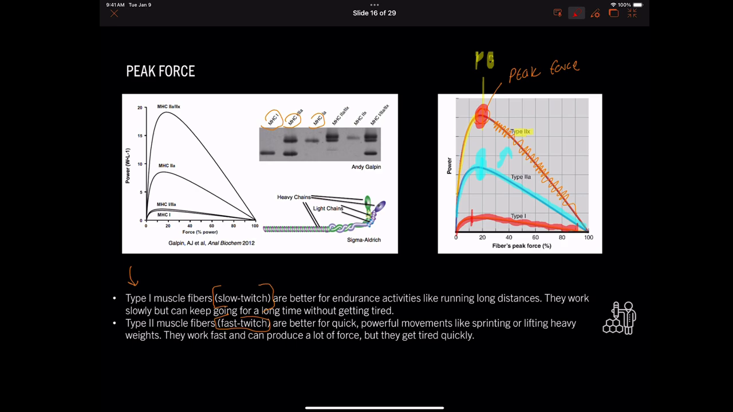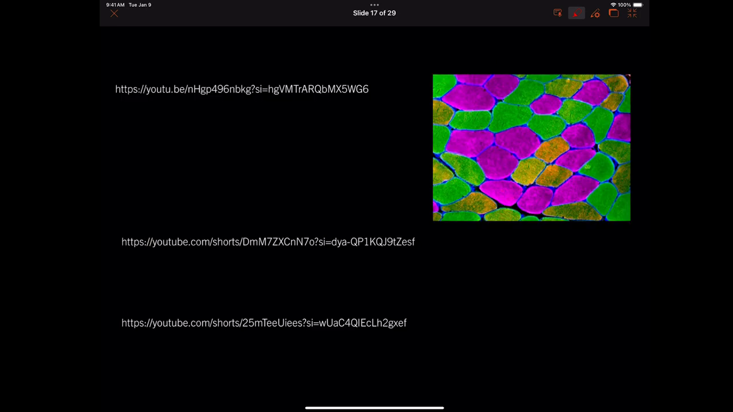So again, type 2X produces a lot of force and fatigues very quickly. Type 2A produces a lot of force, fatigues very quickly. Type 1 produces little force, and it doesn't fatigue very quick. It takes a long time for that to fatigue. So let's move on to the next one.